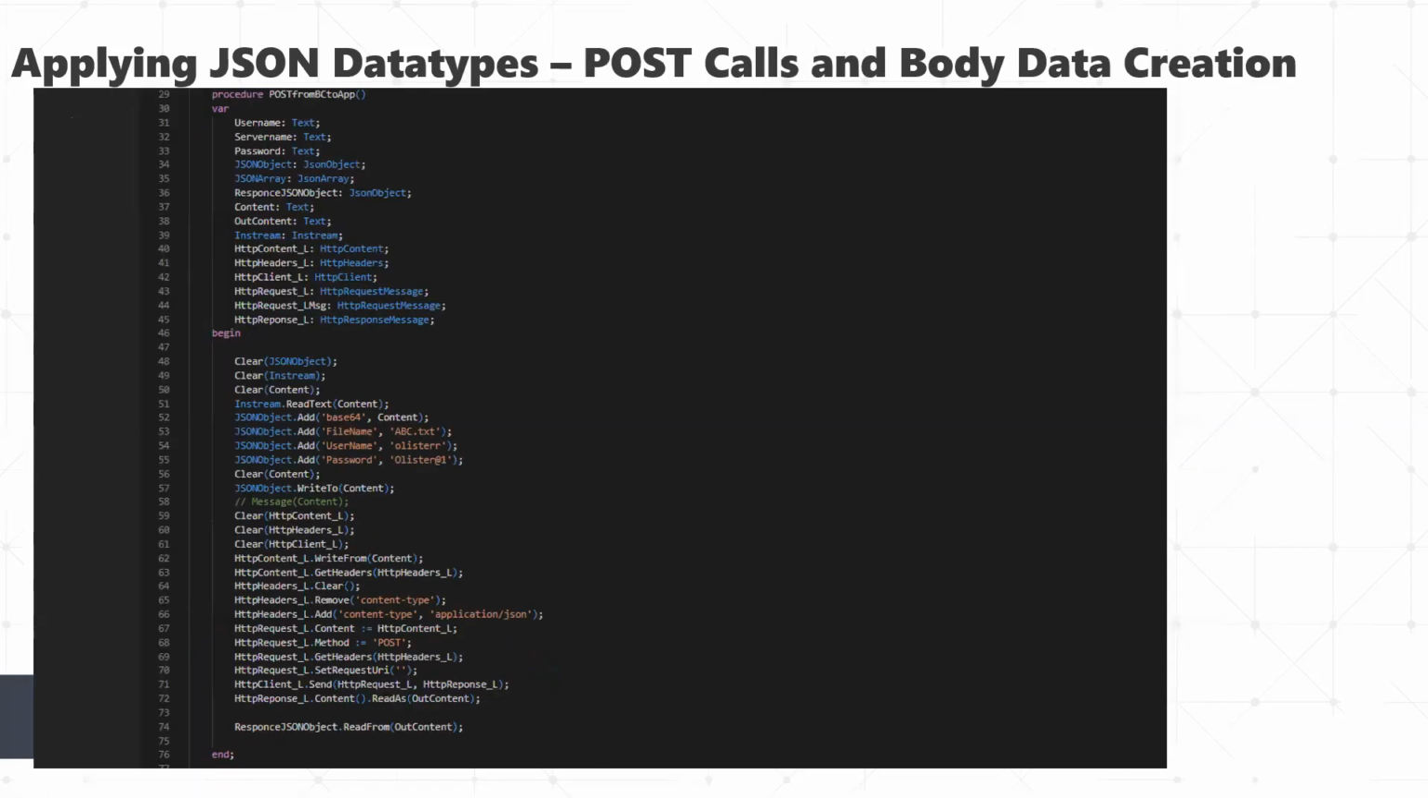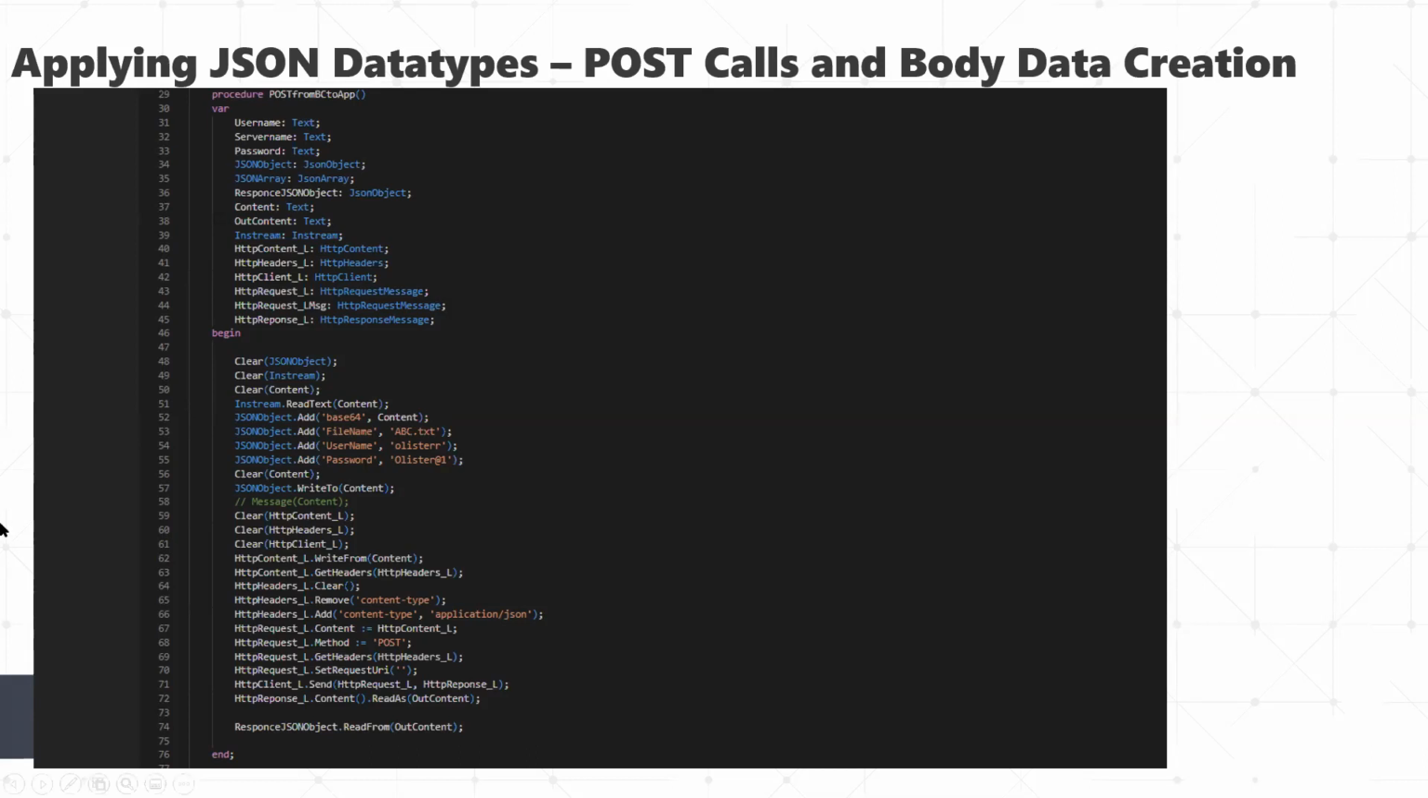Then we have post calls. For example, now I want to send data out of Business Central. Just as I mentioned before, you can simply create JSON objects, and you can add your key value pair just as you like. In this case, my key is file name and my value is abc.txt. So I can add my key value pair as JSON object, wrap it up inside a JSON array, and pass it up using my post call.